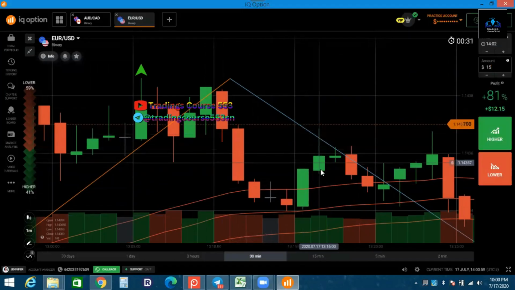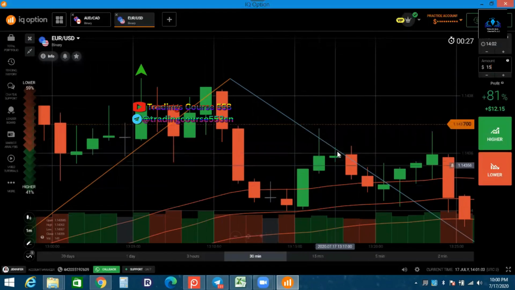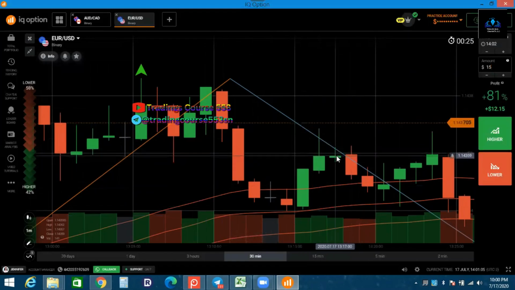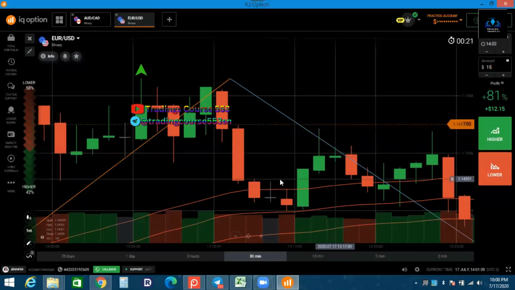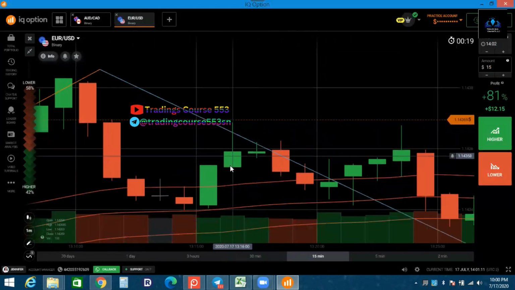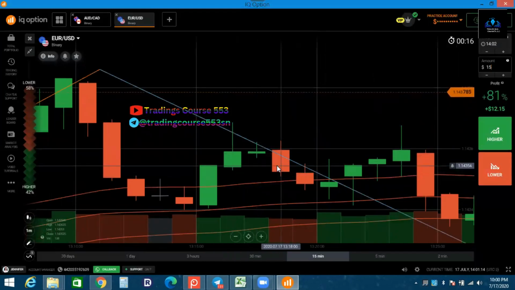And after this pattern, what does it show? It shows weakness. After the weakness, do you see the candle is very weak? This pattern shows weakness. So look, if again we find this type of pattern, the evening star.